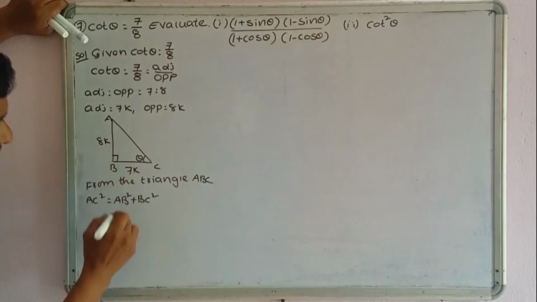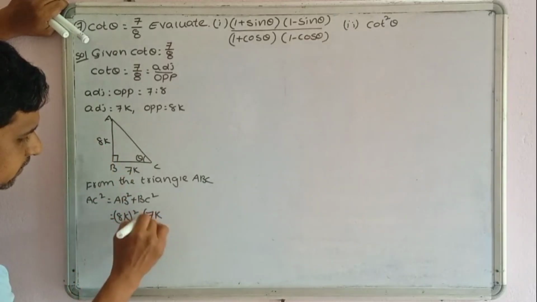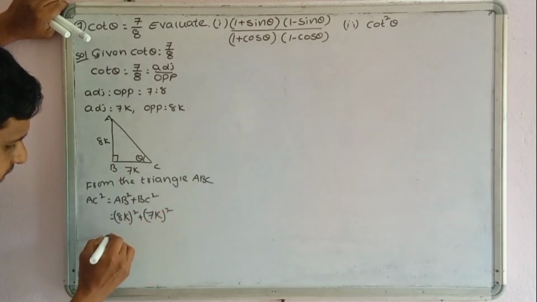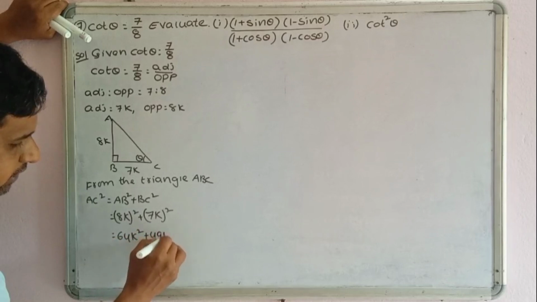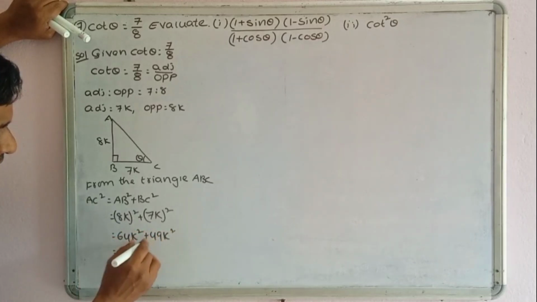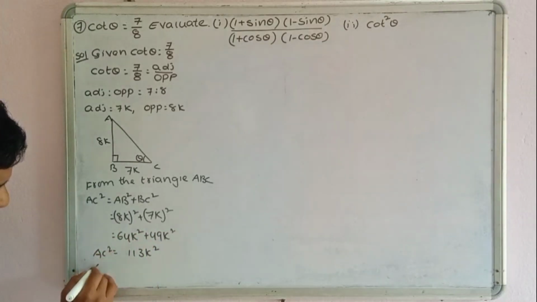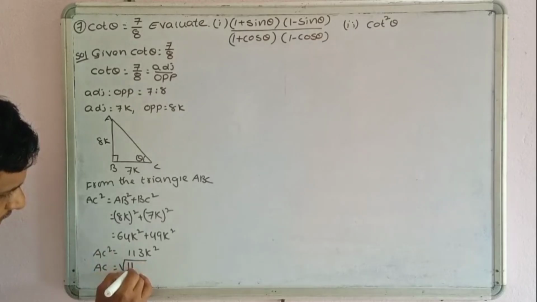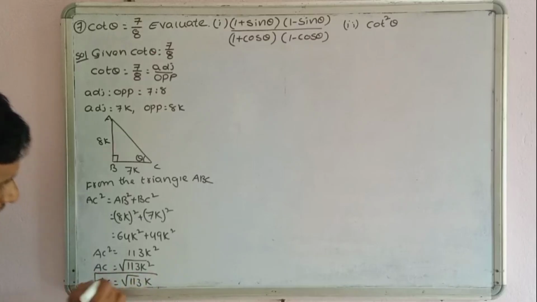Here AB is 8k whole square, BC is 7k whole square. 8 square is 64k square, 7 square is 49k square. So 64 plus 49, that is 113k square. What is this? AC square. So AC equals square root of 113k square, that is AC equals square root of 113 times square root of k square, which is k. So the value of AC is square root of 113 k.